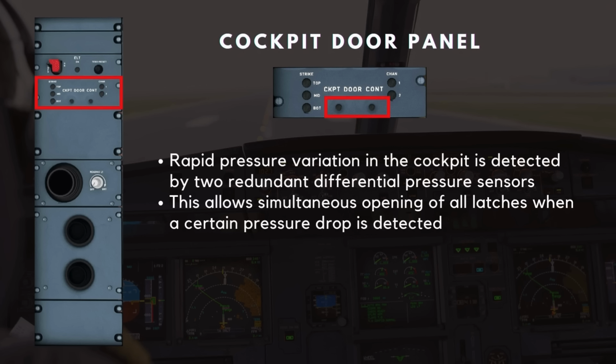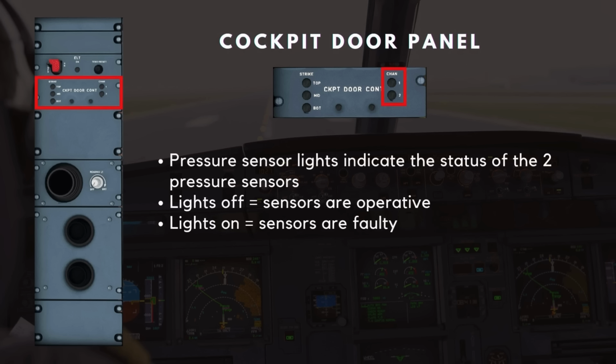Rapid pressure variation in the cockpit is detected by 2 redundant differential pressure sensors. This allows simultaneous opening of all latches when a certain pressure drop is detected. The pressure sensor lights indicate the status of the 2 pressure sensors. When the lights are off, it indicates the sensors are operating normally. When the lights are on, it indicates the sensors are faulty.